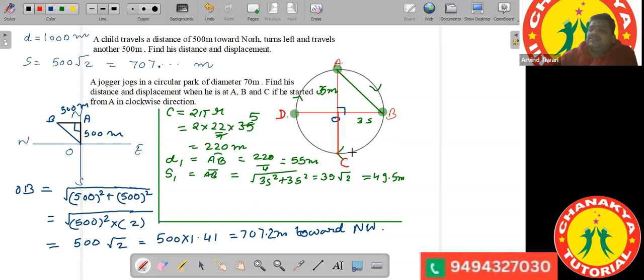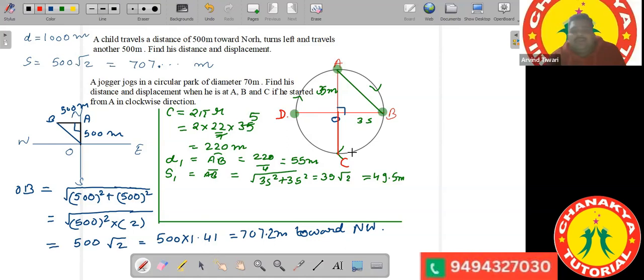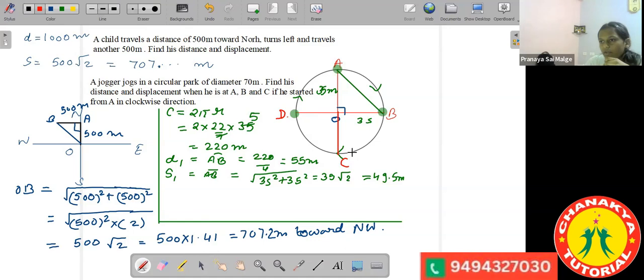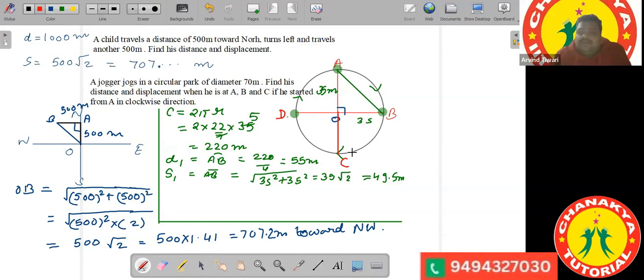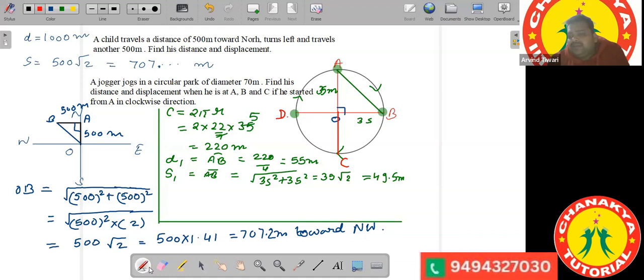Who can tell the answer now? Distance would be 220 divided by 2. Yes, distance will be 110 meters. And the displacement? Displacement would be 70.